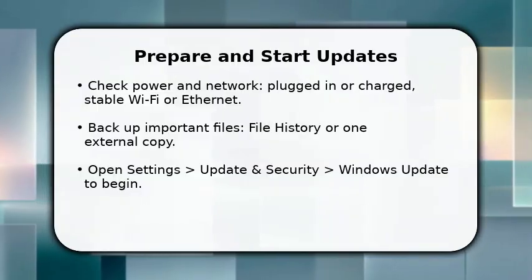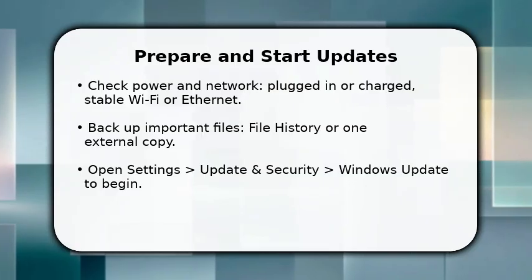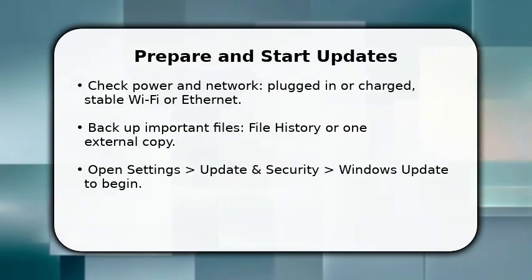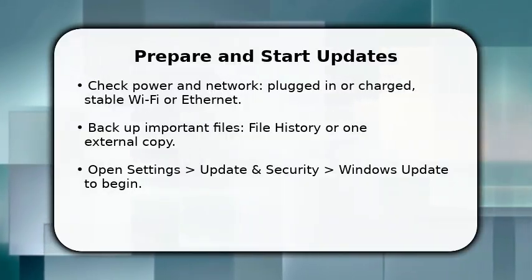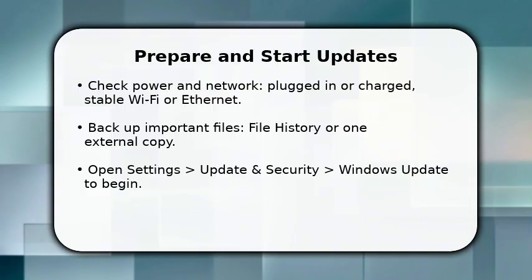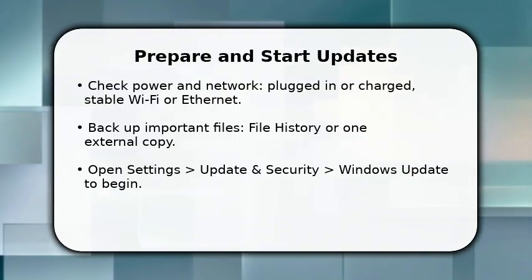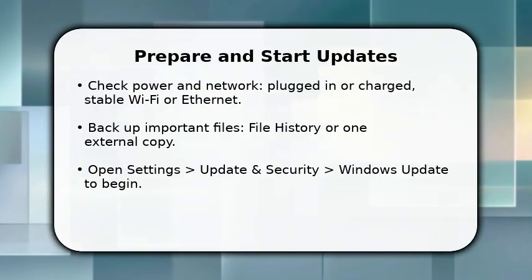You begin by confirming essentials so updates won't fail. Plug the PC into power and use a reliable network connection. Updates can stall on battery or flaky Wi-Fi. Once done, back up critical files to an external drive or cloud so you can recover if something goes wrong.